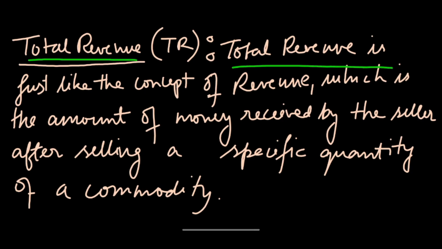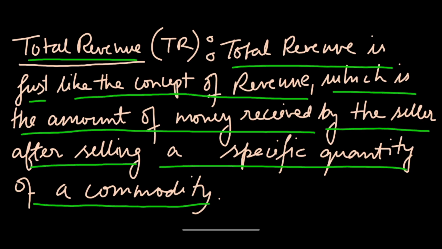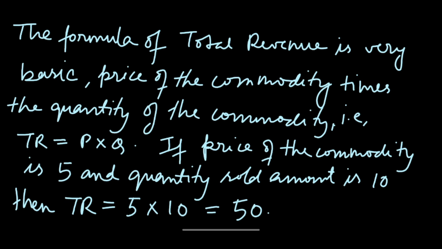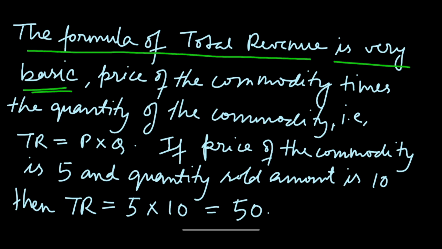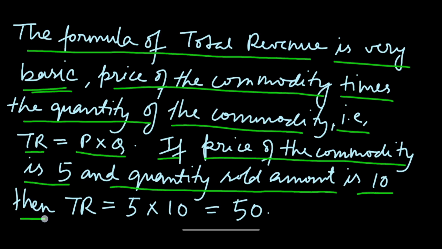Total revenue is just like the concept of revenue, which is the amount of money received by the seller after selling a specific quantity of a commodity. The formula of total revenue is very basic: price of the commodity times the quantity of the commodity. That means TR equals P times Q. If the price of the commodity is 5 and the quantity sold is 10, then TR equals 5 times 10, that gives us 50.